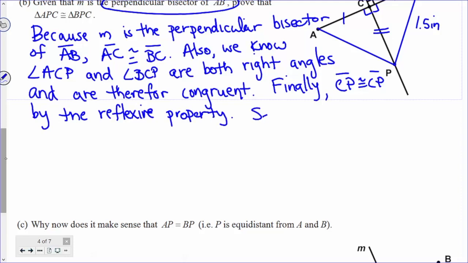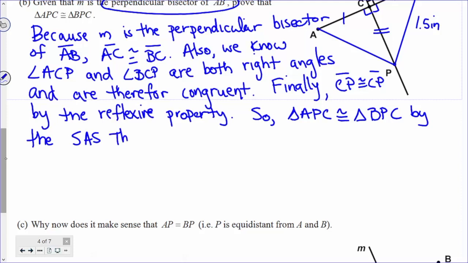So triangle APC is congruent to triangle BPC by the side angle side theorem, or just by SAS. That's okay too.